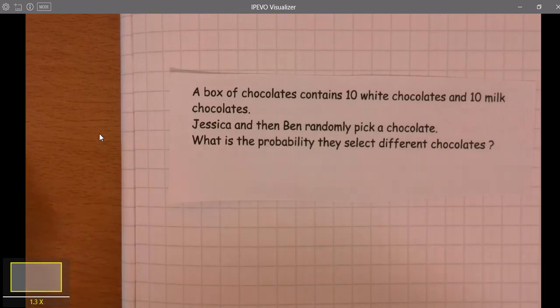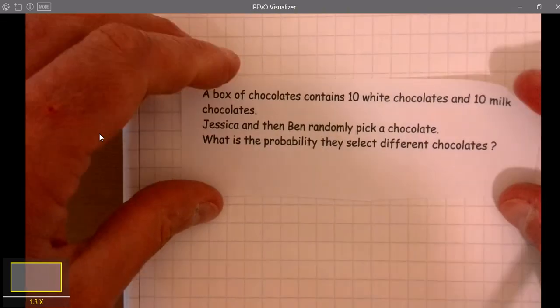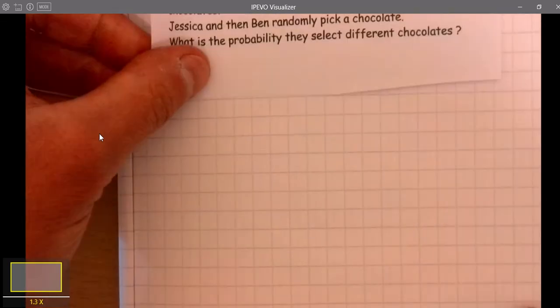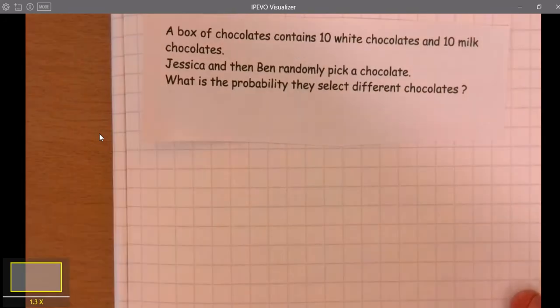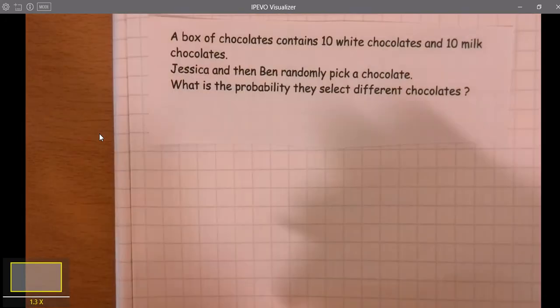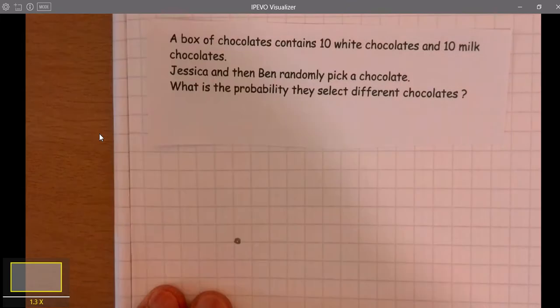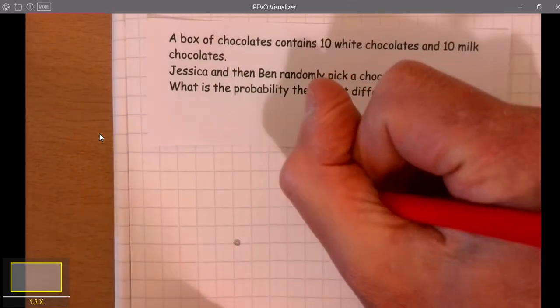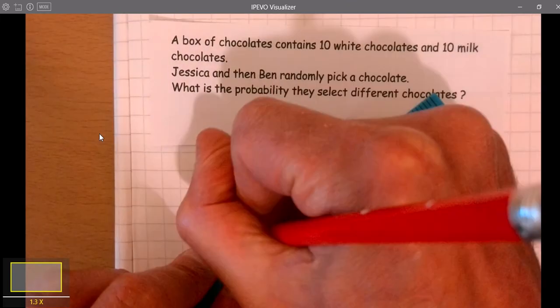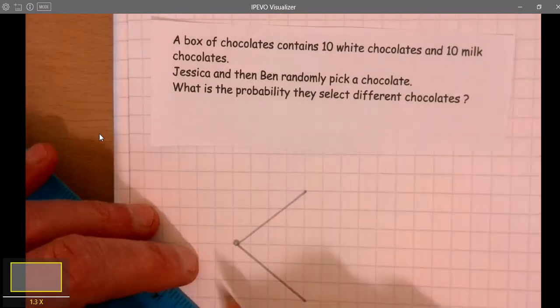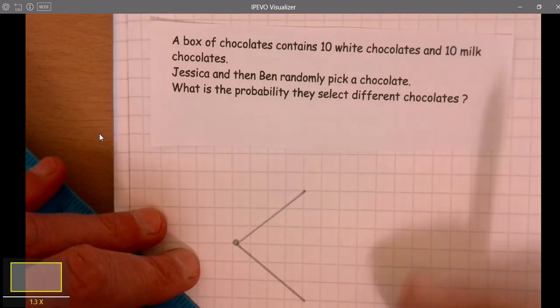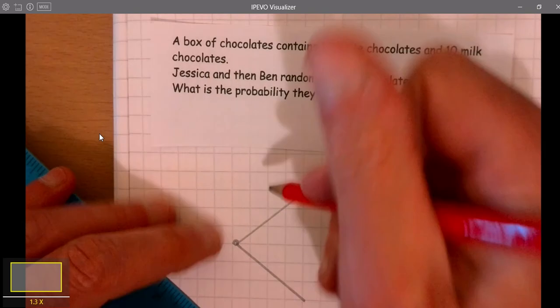So, let's draw a quick diagram to represent what's going on. Like I said, some people with probability can just see exactly what to do straight away. Most of us find it a little bit trickier, so we have to draw something just to help ourselves. So let's start off with Jessica. She's going to either pick, and look how I'm trying to spread these out, trying to be really even about how I do this. So there's Jessica.